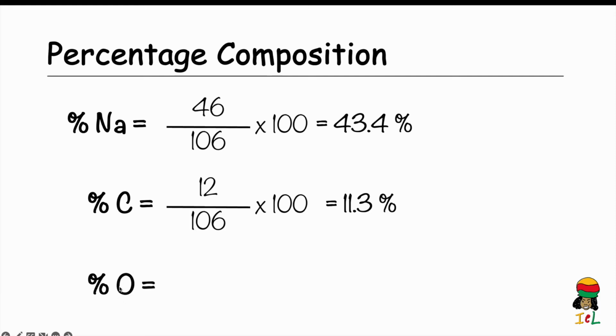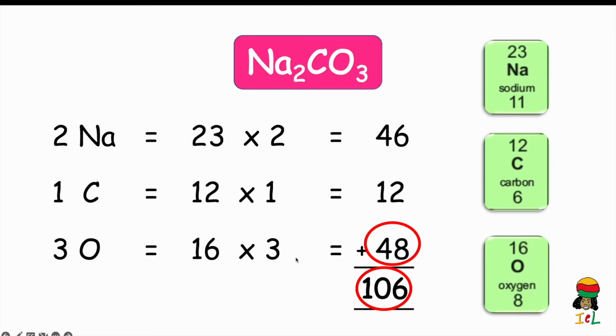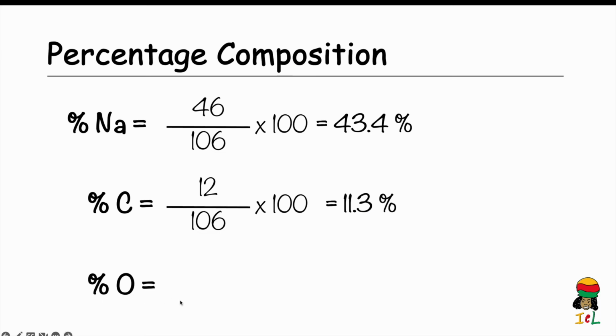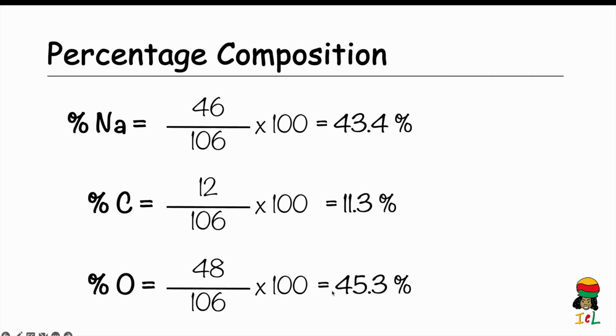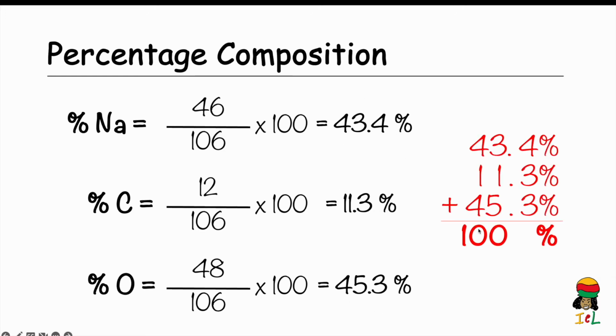Next, for oxygen, recall that the total relative mass of oxygen within the compound is 48, and the total compound is 106. Therefore, the percentage composition of oxygen becomes 48 divided by 106 multiplied by 100, which gives a percentage composition of 45.3% for oxygen. If we are finding the percentage composition of all the elements within a compound, just note that the total percent should be 100%. So when we add all the percentage compositions of the elements within the compound, our final result should be 100%.